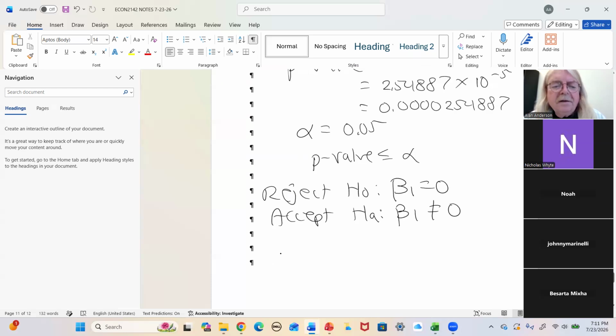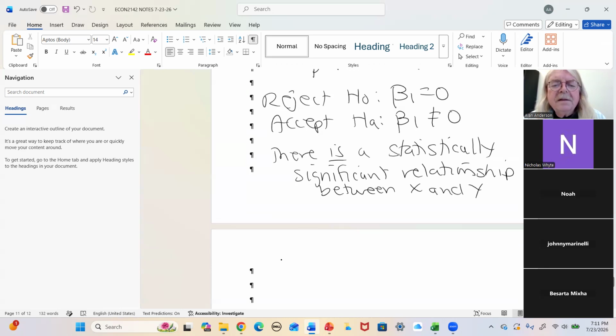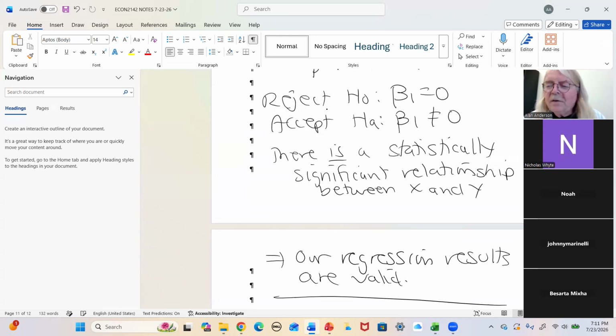And so what that means is that there is what we're going to call a statistically significant relationship between X and Y. And that in turn can be interpreted to mean our regression results are valid. Breathe a sigh of relief. So in other words, Armand's can use that equation they estimated to forecast accurately the impact of a certain number of students on their sales.